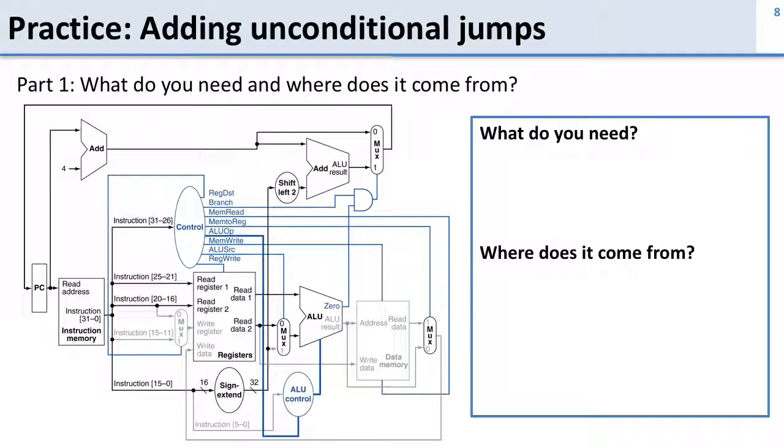Let's look at a practice for this. How can we go about adding unconditional jumps to this data path? And so to get started, start out with two things. What do you need, and where are you going to get it from?